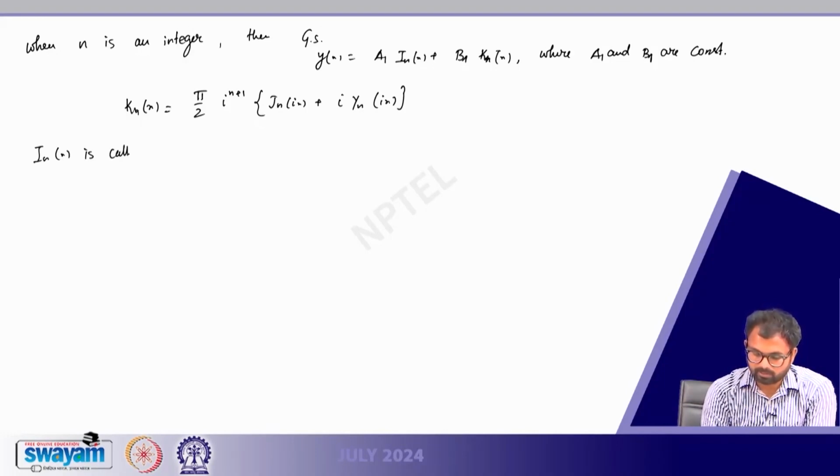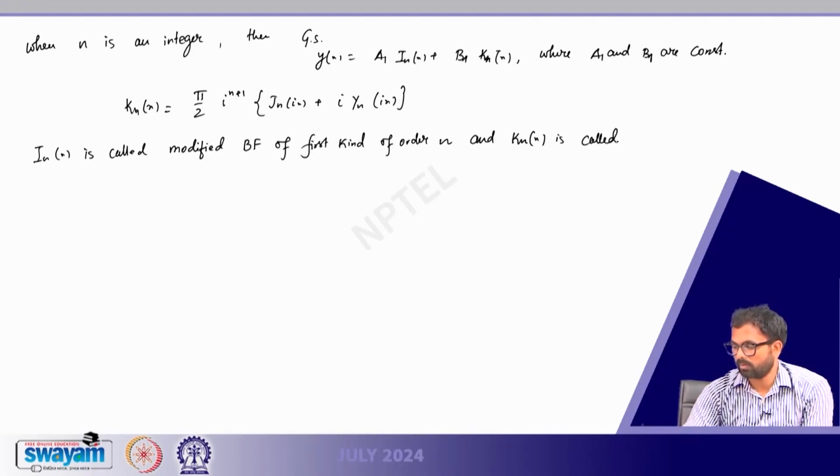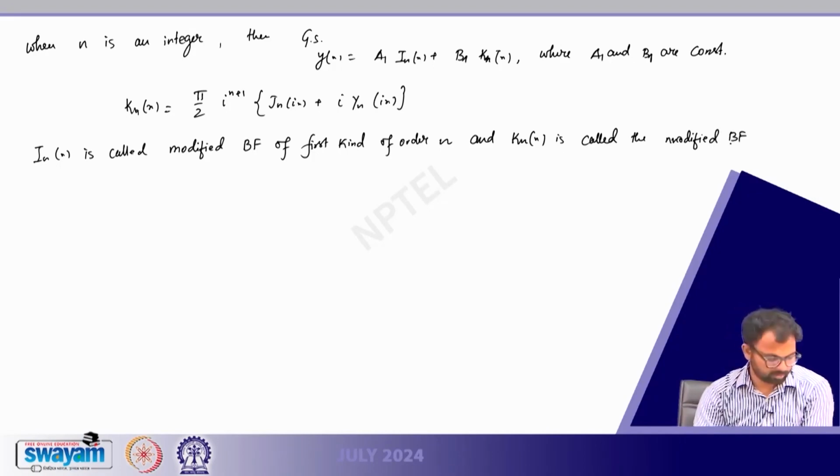where I_n(x) is called the modified Bessel's function of first kind of order n, and K_n(x) is called the modified Bessel's function of second kind of order n.